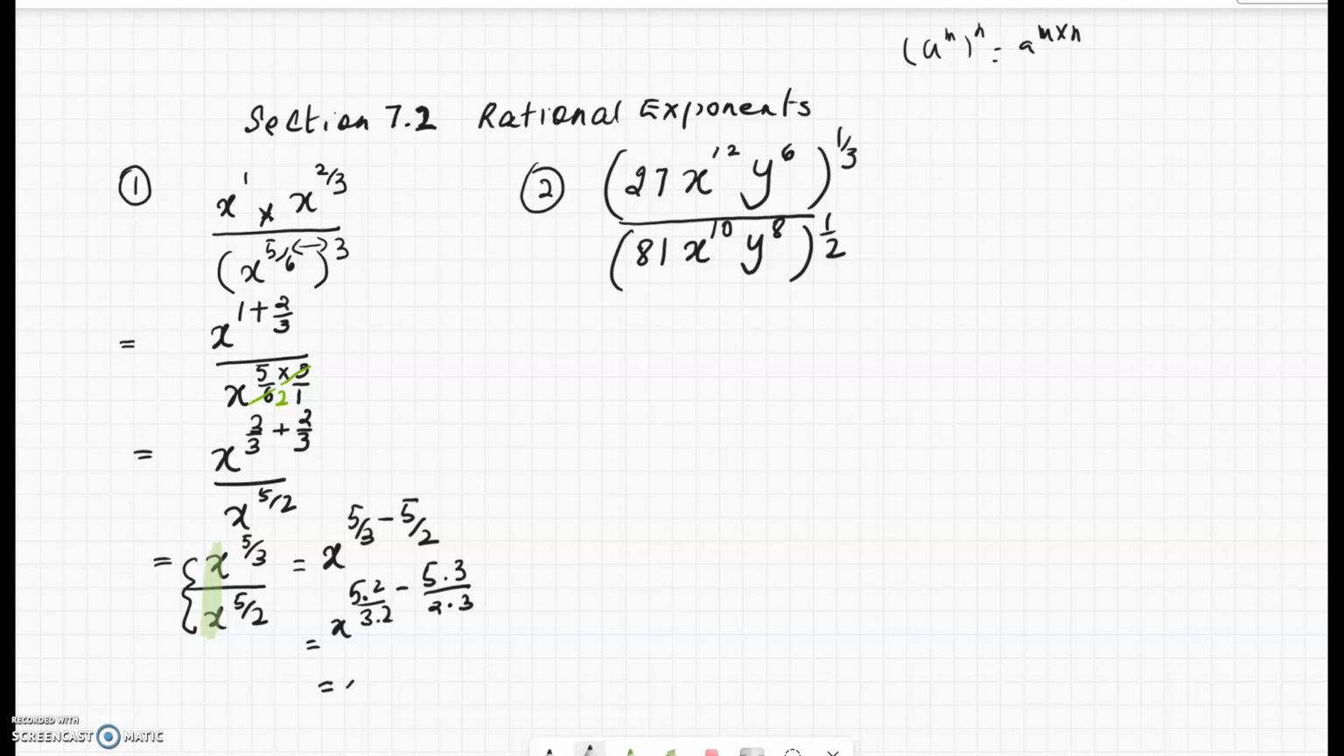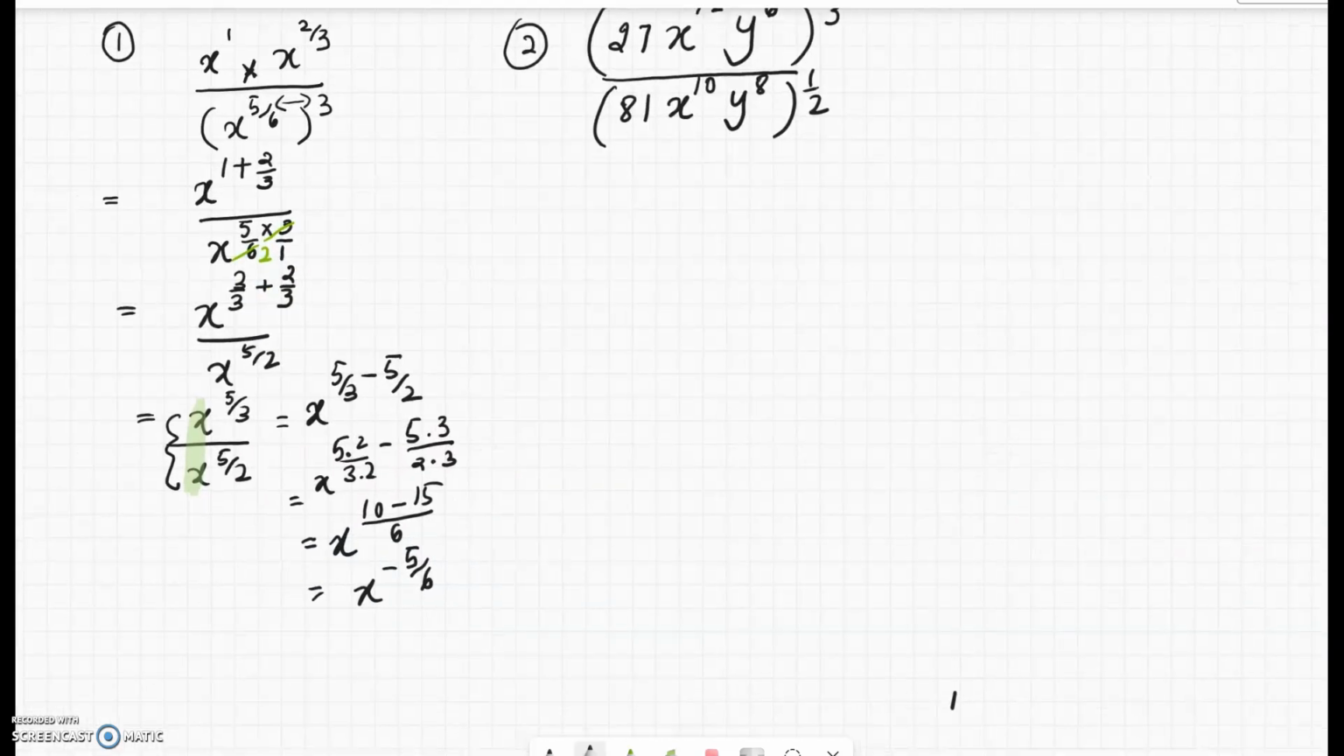5 times 2 is 10. X to the 10 minus 5 3s are 15, over 3 times 2 is a 6, a common denominator. And this is equal to x to the negative 5 over 6. If you want to get rid of the negative exponent, move the number from the numerator to the denominator. So the numerator becomes a 1 and you get x to the positive 5/6.